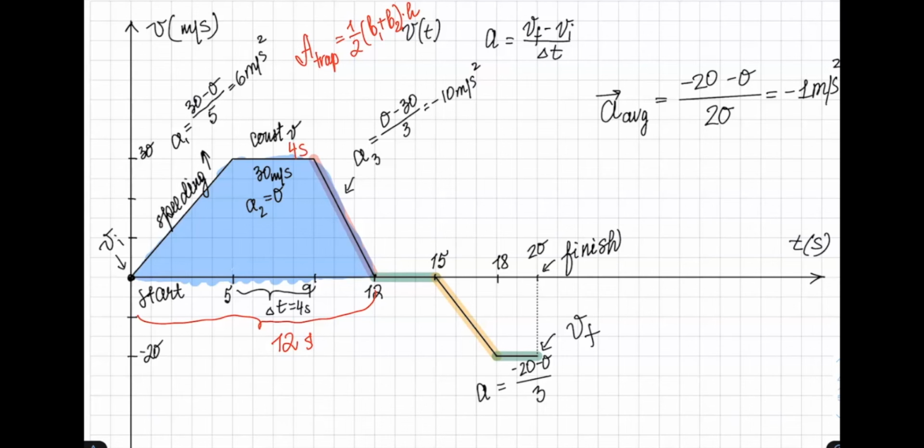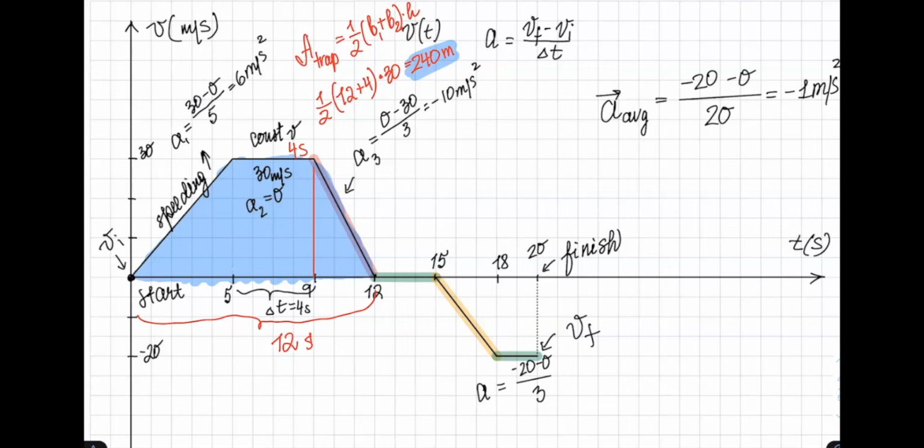So we would do 1/2 of 12 plus 4, which is 16, so that gives us 8, and we multiply it by the height, and height in this case is this right here, that's 30. That's 240 meters. That is displacement in the positive direction. That's going whichever way it is, north, south, east, west. That will depend on your data.